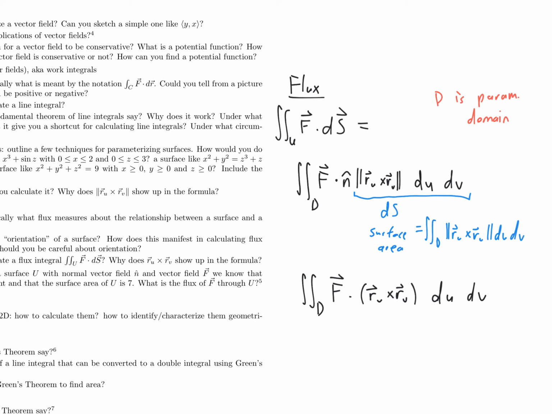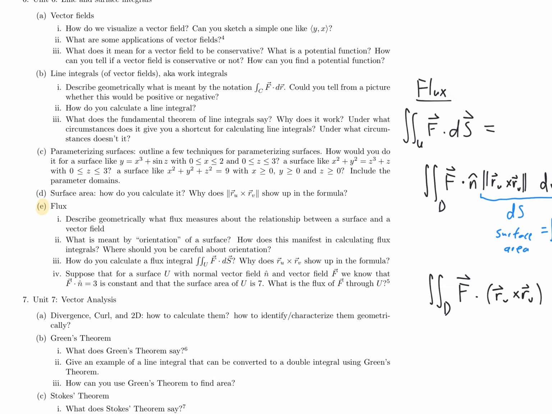In general, this is probably the one you use in a lot of the problems, because in order to calculate this dS, you need r_u cross r_v anyway. So it seems like it wouldn't be much more work to do it this way. In fact, it seems like you'd be saving some work, and that's true. But for a question like number 4 down here, it's actually useful to know that first formula.